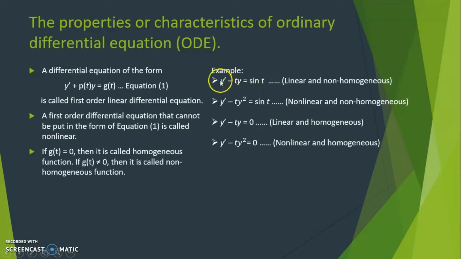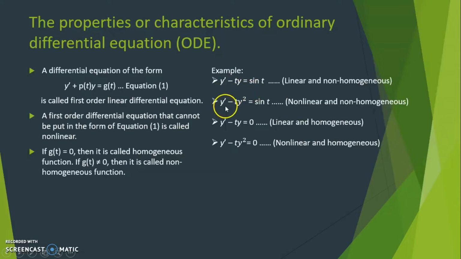We compare this equation with this form: y prime plus p(t)y, where p(t) is negative t, y equals sin t, which is g(t). So this form is similar to the standard form, so we call it a linear and non-homogeneous function.